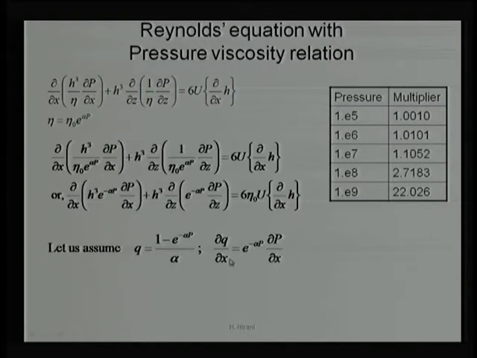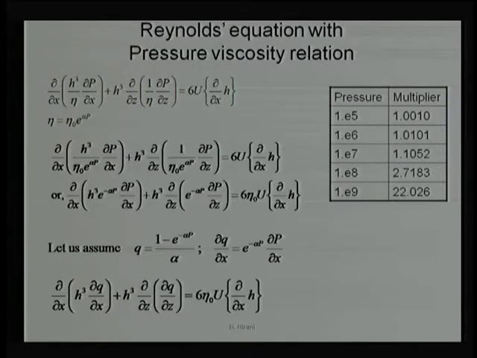Here we are able to see e raised to minus alpha p into dp by dx, and we are able to get an equivalent term for that, that is the variation of q with respect to x. We can substitute it here and we can rearrange. Now, this is the same equation as equation number 1. In a way we started with that equation.